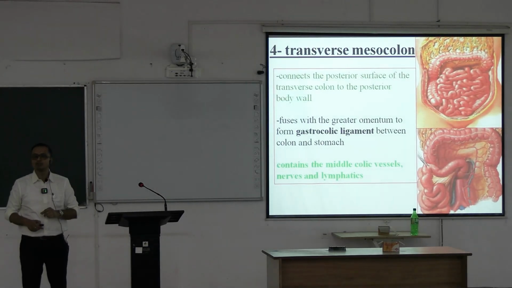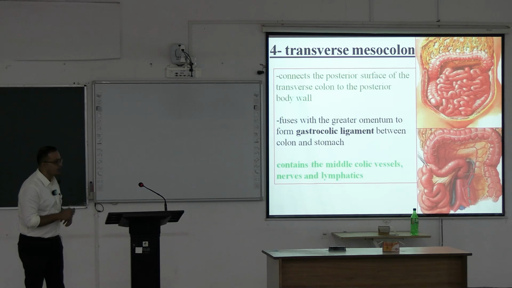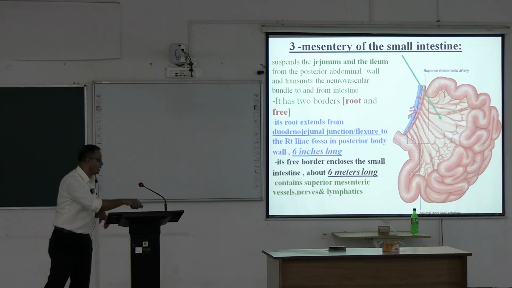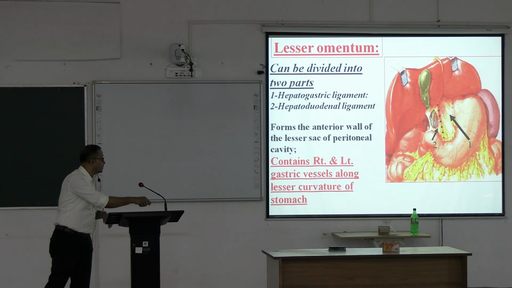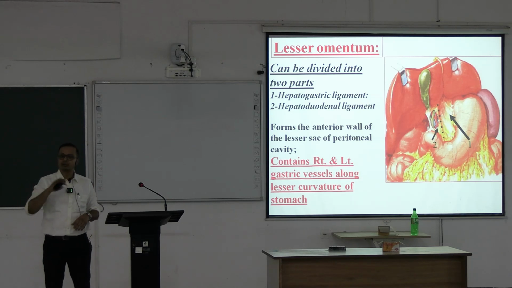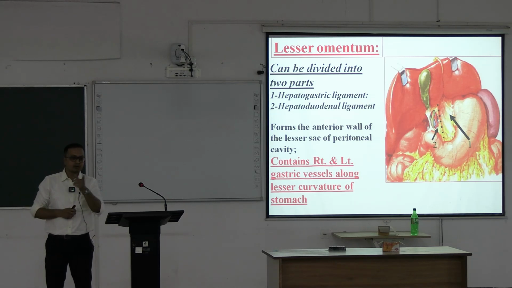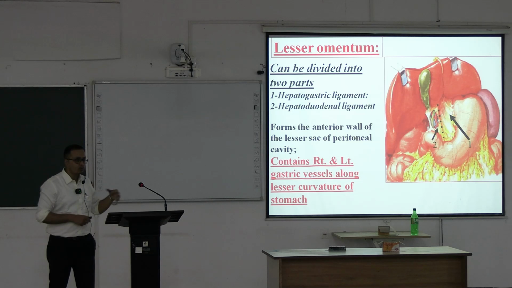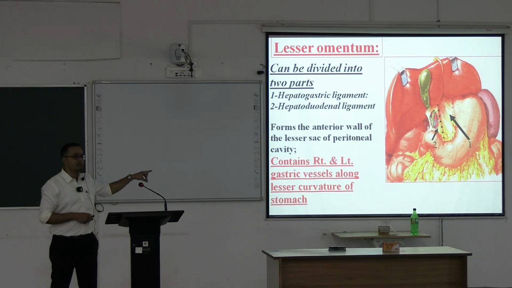Now there is an importance to it, because this gastrocolic ligament blends with the greater omentum and the transverse mesocolon, and we have a number of blood vessels present in here. So if you are going to do any surgery related to the transverse colon or related to the stomach, we have to be extra careful not to injure the blood vessels present in these regions.